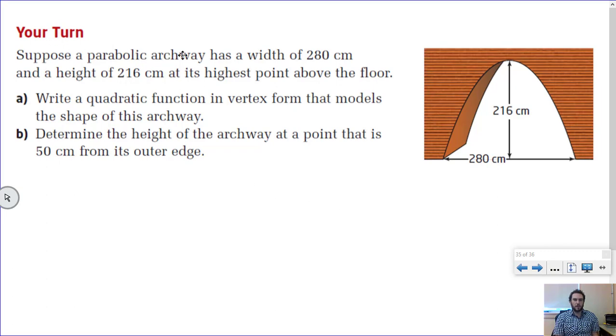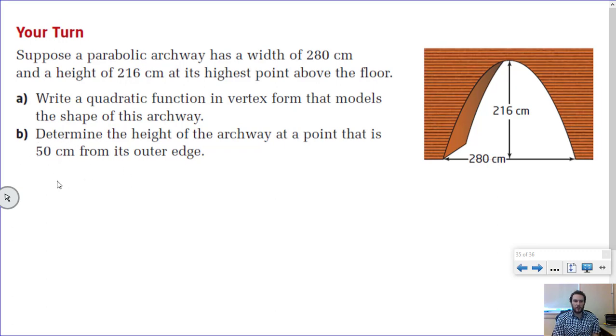Suppose a parabolic archway has width 280 centimeters and height 216 centimeters at its highest point above the floor. A, write a quadratic function in vertex form that models the shape of this archway, and B, determine the height of the archway at a point that is 50 centimeters from its outer edge. So what we need to do is find a function first that's going to model this parabolic shape, this parabola. Then once we have that function, we can use it to solve for part B.